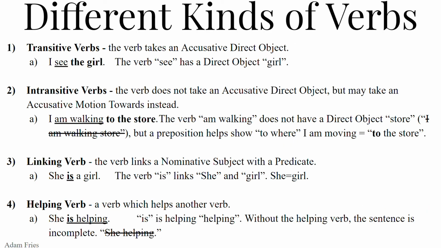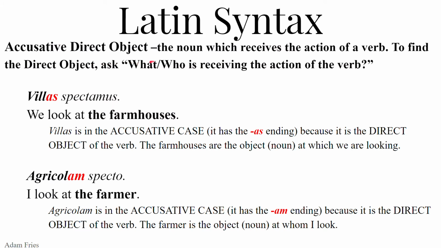So in the sentence, I see the girl, the verb is see. To find the subject, ask yourself who is doing the seeing, who is doing the action. That is I am doing the action. That's the subject in the nominative. The verb is see. Who gets the seeing? Who gets the action? Who receives the action of the verb see? That's the direct object, the girl. And in Latin, that's going to be in the accusative case.